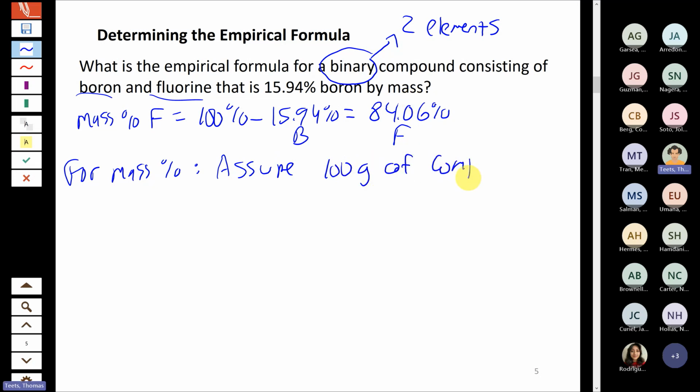So we're going to assume we have 100 grams of compound, and then from there we can get the masses very easily, because in 100 grams of this compound, we would have 15.94 grams of boron, 84.06 grams of fluorine, and then we can just follow the exact same steps we did, convert each of them into moles, and then normalize to get them into a ratio. So for boron, in a 100-gram sample, we'd have 15.94 grams of that element.